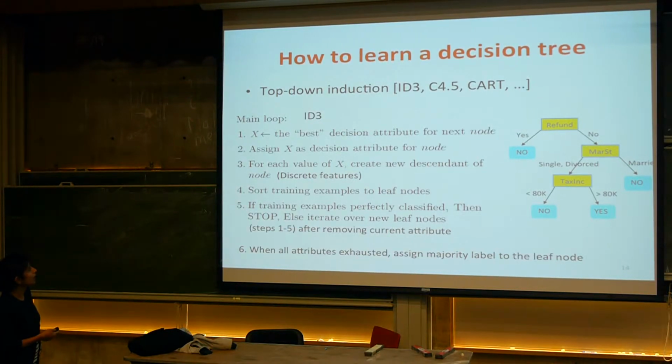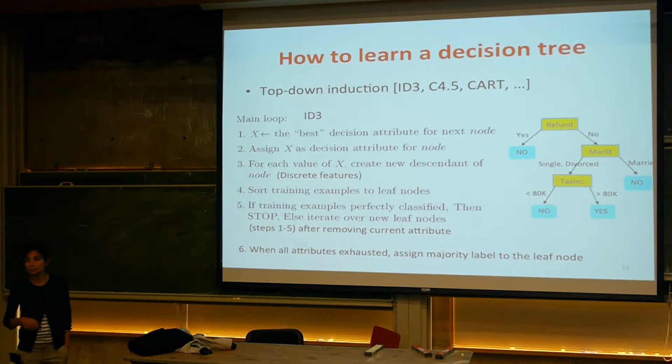So let's talk about ID3, which is the simplest one. So it does exactly this. It deals with discrete features. So we are exactly in this setting. So all the steps are the same. The only part is you keep sorting down your training examples, and earlier we said if the training examples classify perfectly, then you stop, otherwise you keep iterating, right?